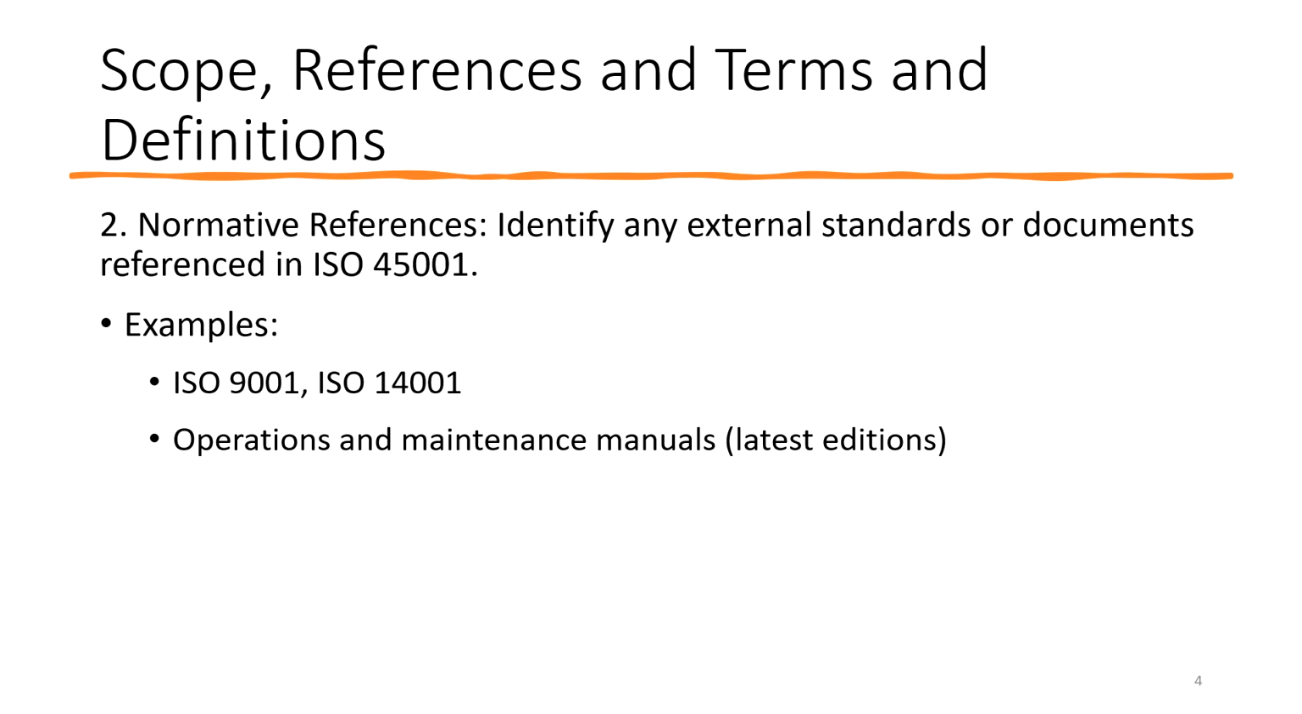In section 2, we're going to talk about any external standards as part of the references or documents that we need to reference. And when we think about the other ISO standards of ISO 9001 and ISO 14001, we can also look at references like operations and maintenance manuals. And like all things, you want to use the latest edition, and it must match what the equipment has.